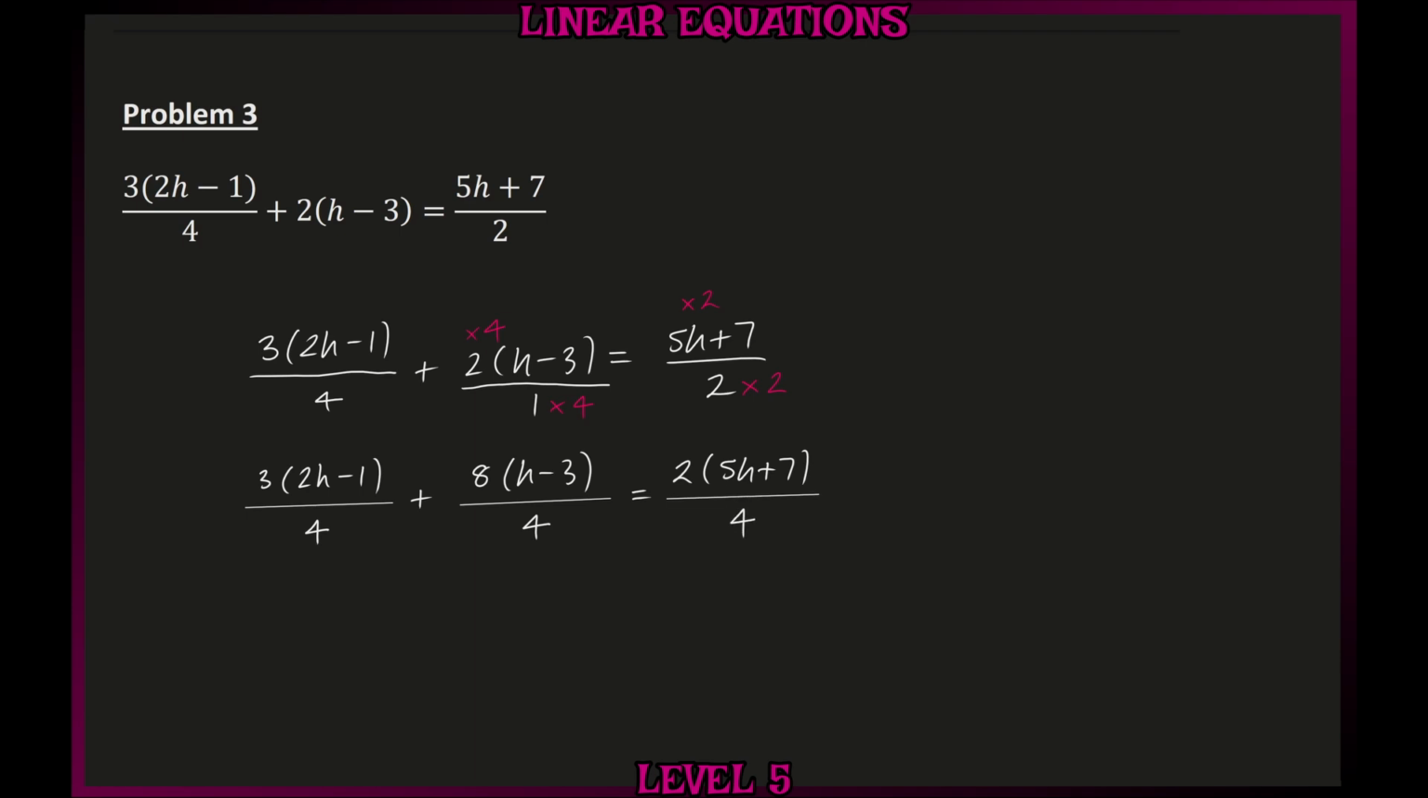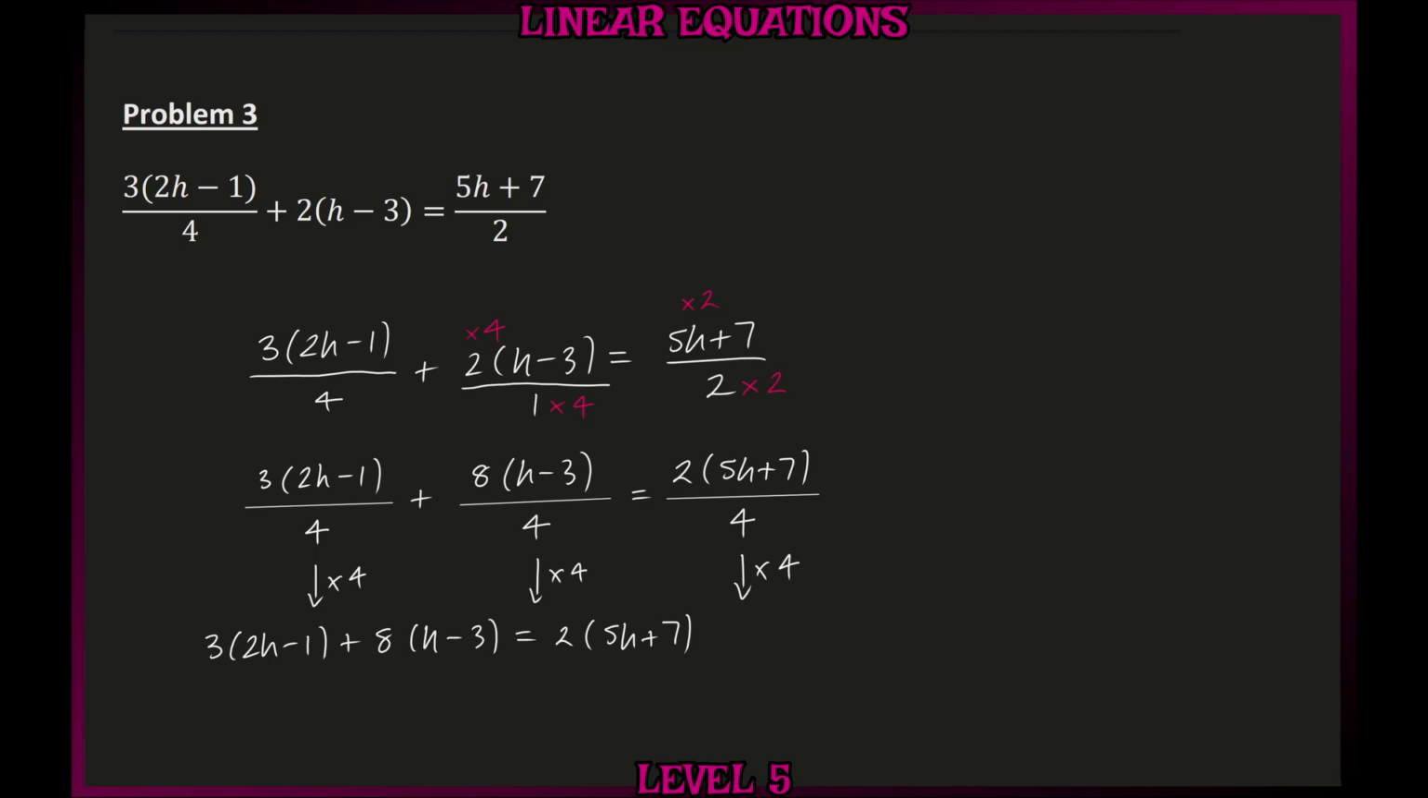Now the benefit in making all of these denominators equal to 4 is that we can now multiply everything by 4 and those denominators just disappear because the divide by 4 and the times by 4 are inverses, so they cancel out. So we now have 3 multiplied by 2h minus 1 plus 8 multiplied by h minus 3 is equal to 2 multiplied by 5h plus 7.